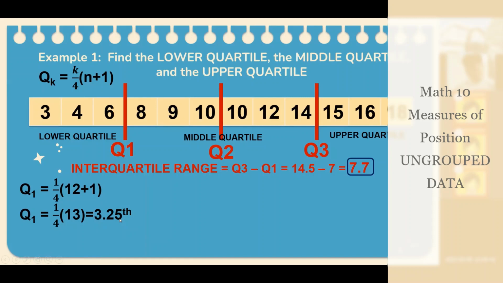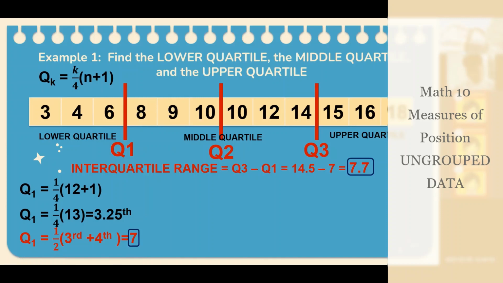3.25 is not the quartile 1. It's the position. That's why there is TH, like it's in the 3rd place, the 3.25th place if you count. Now, since there is a decimal in your computation, you have to add the 3rd and the 4th, so consider the next one and then divide by 2. So in this example, your 3rd number is 6 and the 4th number is 8. The 3rd and the 4th, you add. So 6 plus 8, 14, divided by 2. That's why 7 is quartile 1.